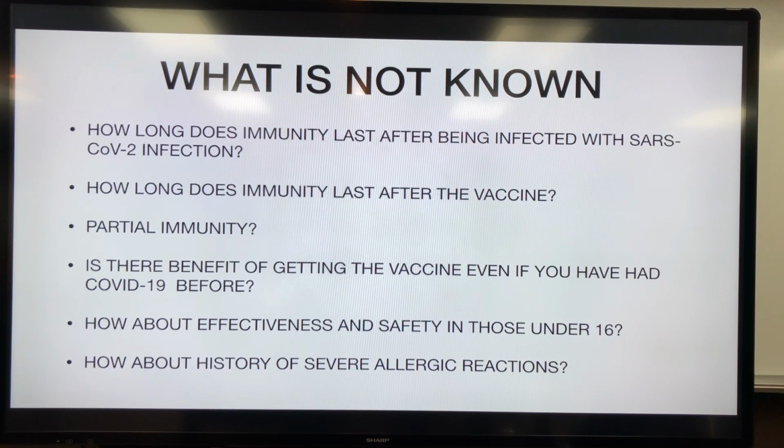We don't know. And likewise, how long does immunity last after the vaccine? Well, right now, the studies are 6 months into it, so 6 months. That's still going to go on, so that's not known. Will this be something that wanes after a year or 2? But, I mean, another issue is this partial immunity.